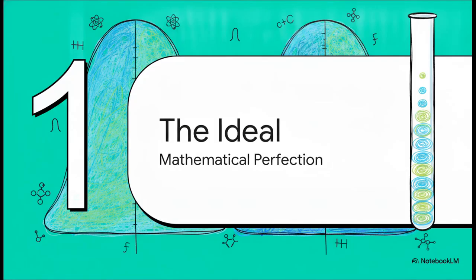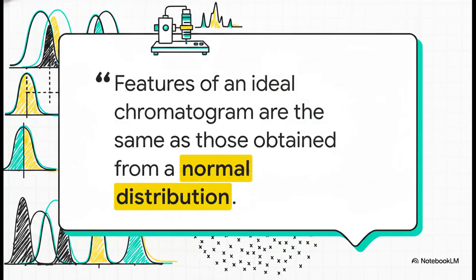All right, moving to section 1, the ideal, mathematical perfection. Now, consider this foundational idea. The features of an ideal chromatogram are the same as those obtained from a normal distribution of random errors. This is huge. Why? Because it means the foundation of our ideal chemical model isn't actually based on some obscure, super complex chemical law. Nope. It's rooted in classic statistics. It is literally the standard probability density function. You know, the famous Gaussian bell curve you probably remember from high school math class.